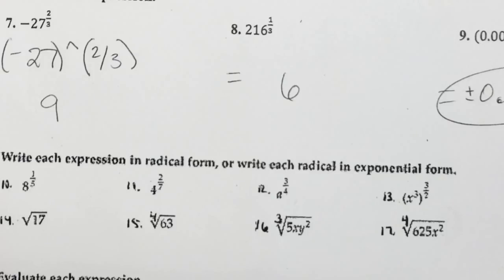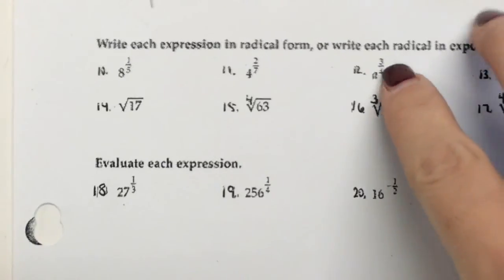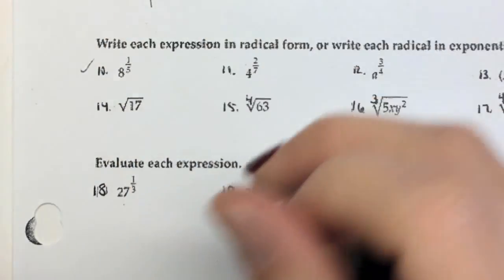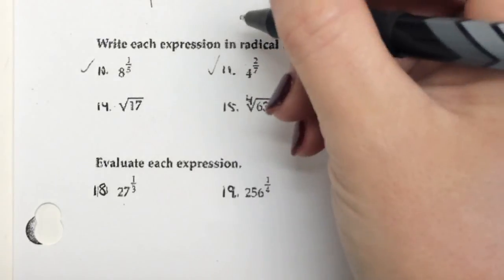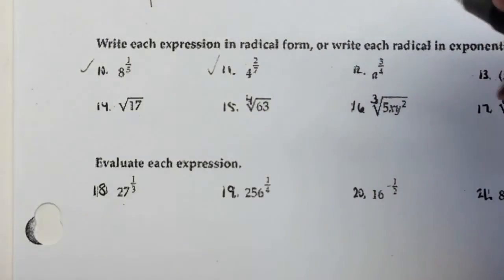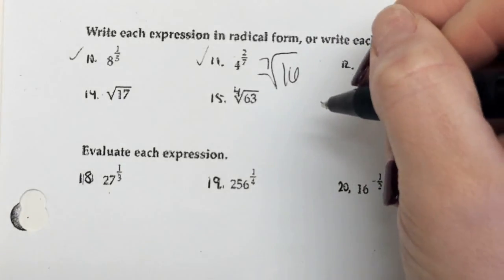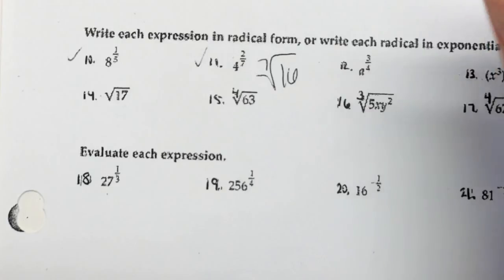Alright, as soon as I get done, what I'm going to do is over here on my sheet, I'm going to put a check if it's correct, and then if I don't put a check, we'll talk about what we need to change, okay? Number 10 is good. The answer is fifth root of 8. Alright, number 11 is good. Also, if you had the 7th root of 16, that's fine too. Like if you went ahead and squared the 4, that's fine. Any questions so far?